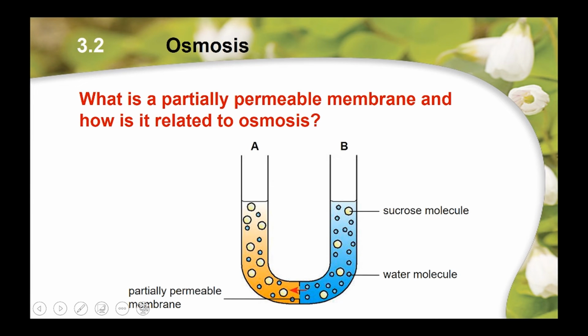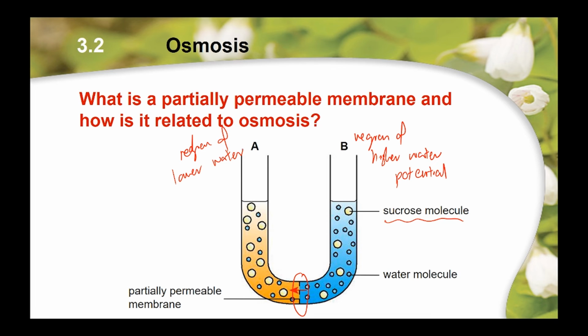Over here, I have a U-shaped tube. What you see is that in the middle, the two sides are separated by this partially permeable membrane. On this side, there are sucrose molecules, represented by the big circles, and there are water molecules, represented by the small particles. If you count the number of small particles, you realize that in B, there are more water molecules. So you say this is a region of higher water potential, and therefore A is what I call a region of lower water potential.